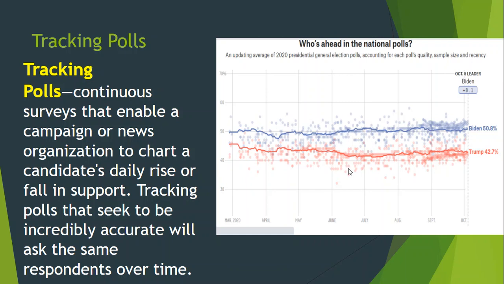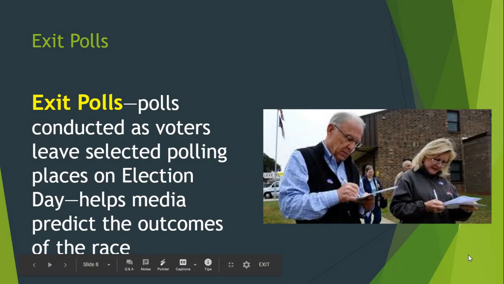The one thing about tracking polls is that if they would like to be super accurate, you'll actually ask the same people over time, right? It's not going to be different groups of people, because they could have felt a certain way at a certain time. But if you want a really accurate tracking poll, that's going to be a poll of the same people asked the same question over a period of months. And so there you have it with tracking polls.